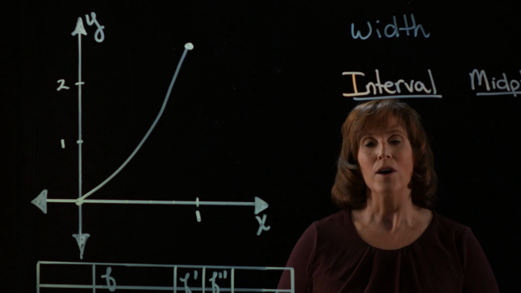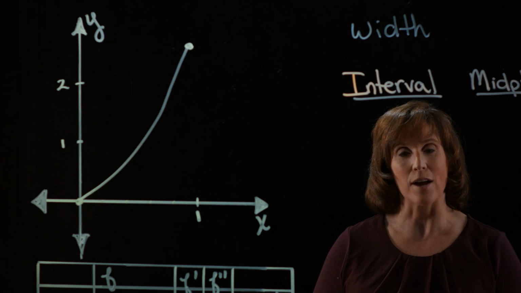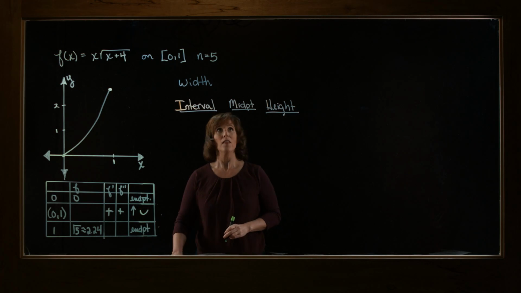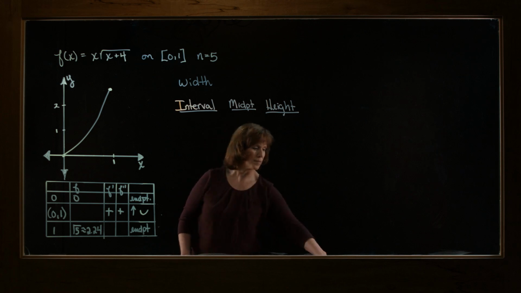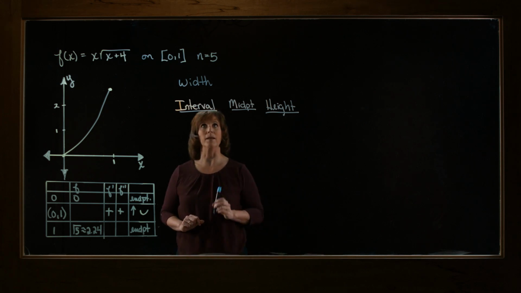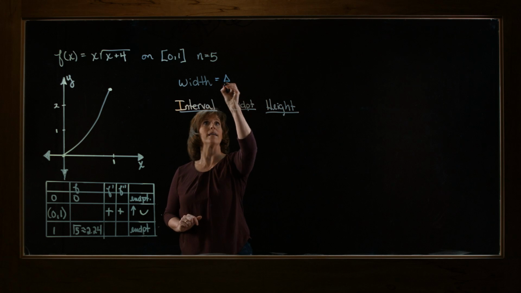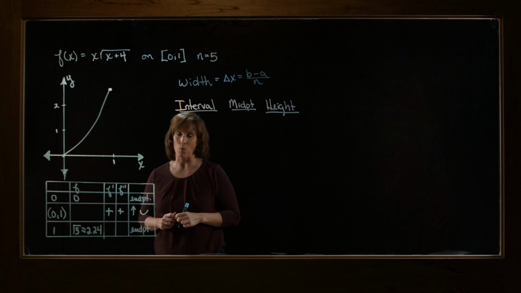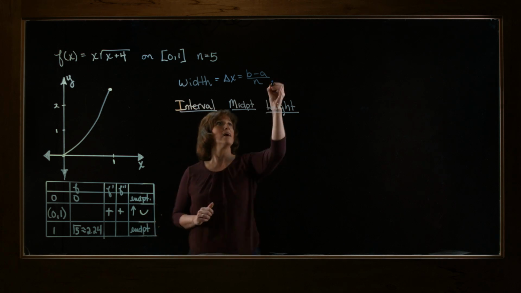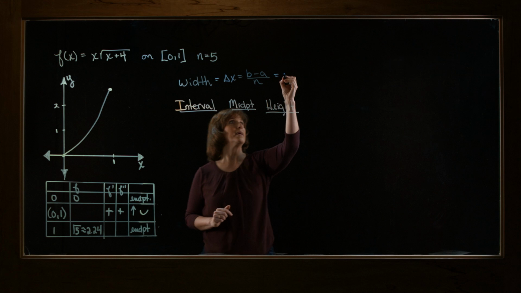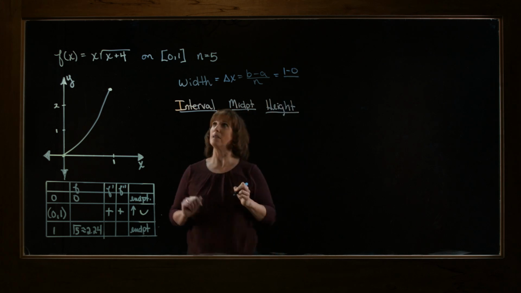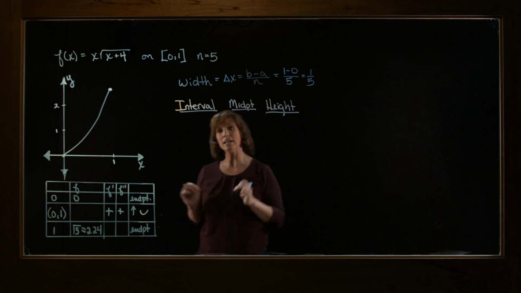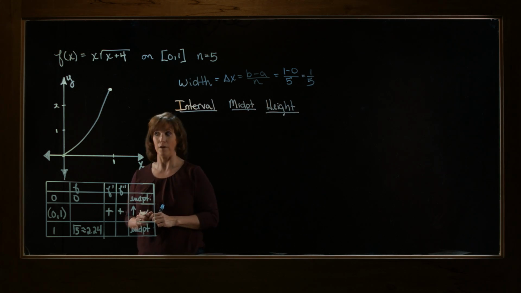All right, so now we need to concentrate on finding those rectangles that I'm going to use to approximate the area under this curve. Well, the first thing I want to do is look at the width. What should the width of these rectangles be? Well, I know I calculate my width by taking b minus a and dividing it by the number of rectangles I want to use. In this case, the length of my interval will be calculated by 1 minus 0. And because I'm told that I want to use 5 rectangles, I'll divide by 5. So each rectangle will have a width of 1/5.